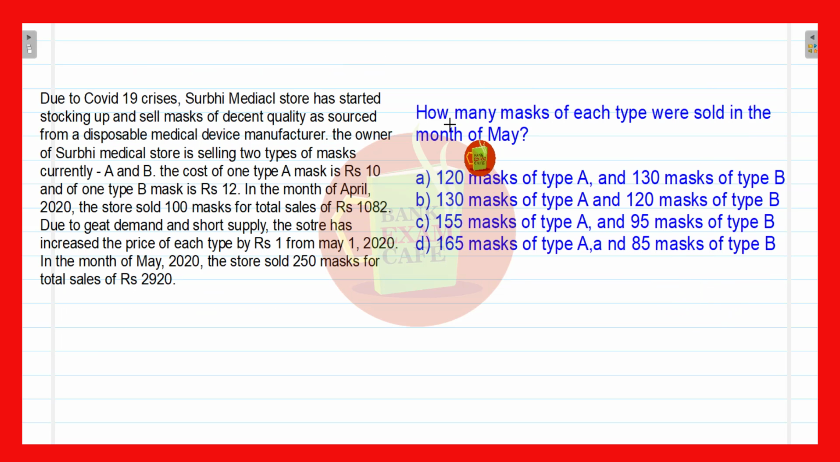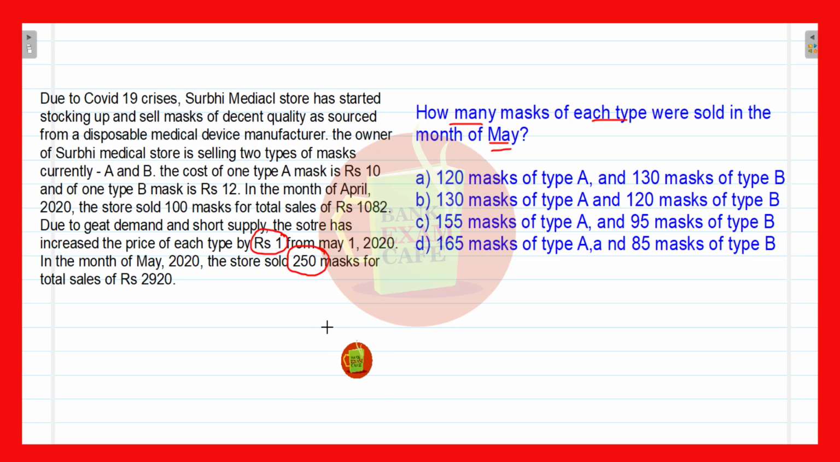Now the next question is: how many masks of each type were sold in the month of May? Just as we solved the first question, the same way you have to solve it. In the month of May, there are two conditions, April and May. In the month of May, how many masks were sold? 250 masks were sold, and the cost was increased by rupees 1 for each type of mask.